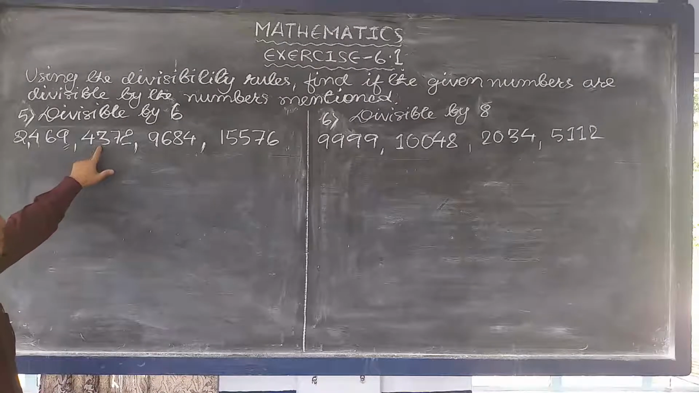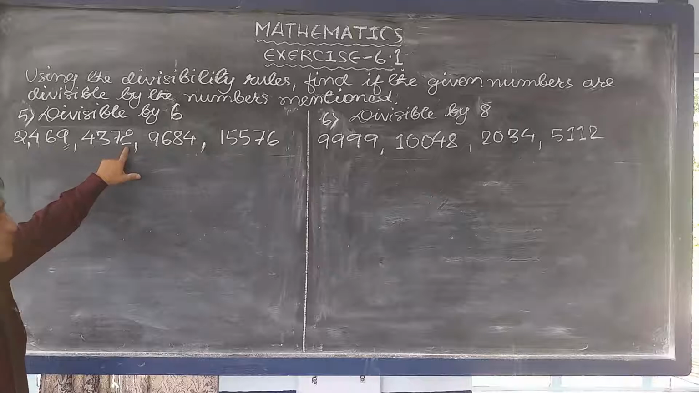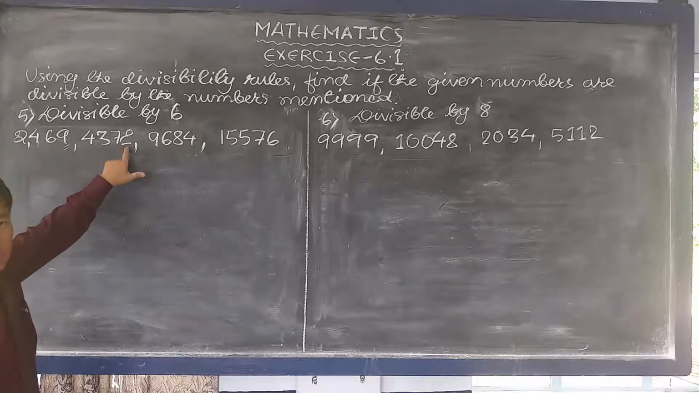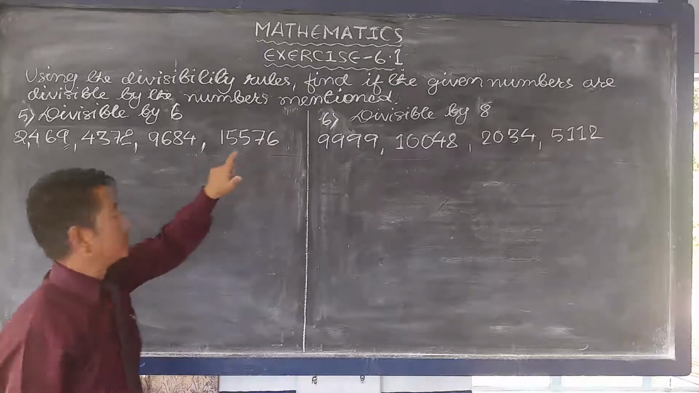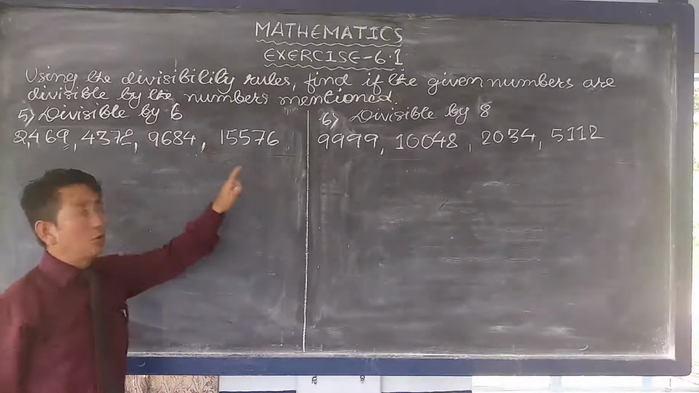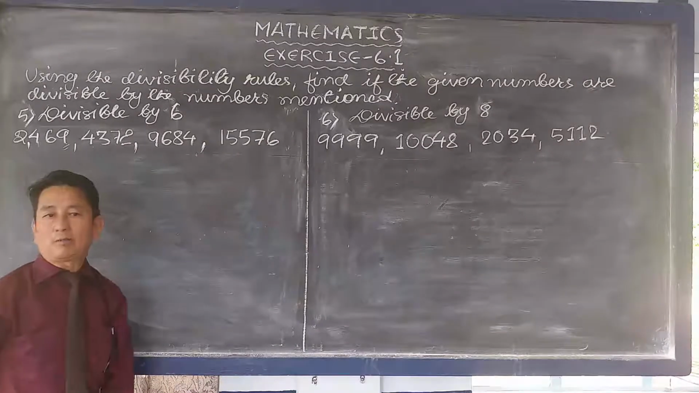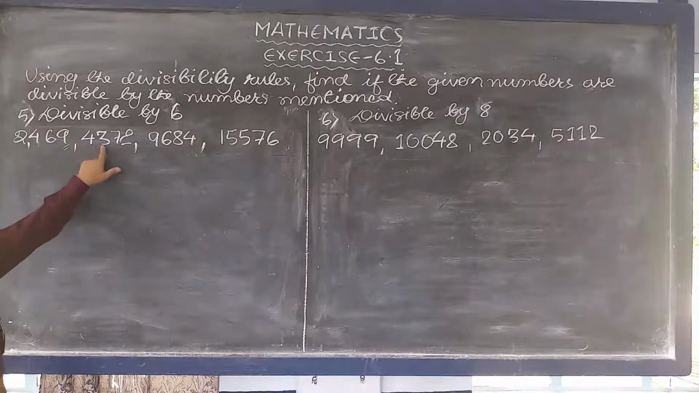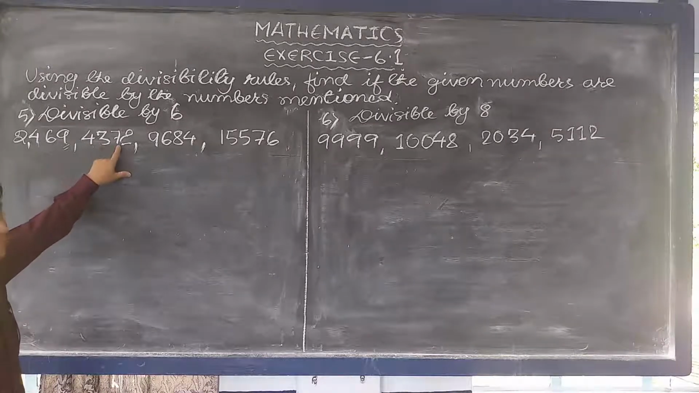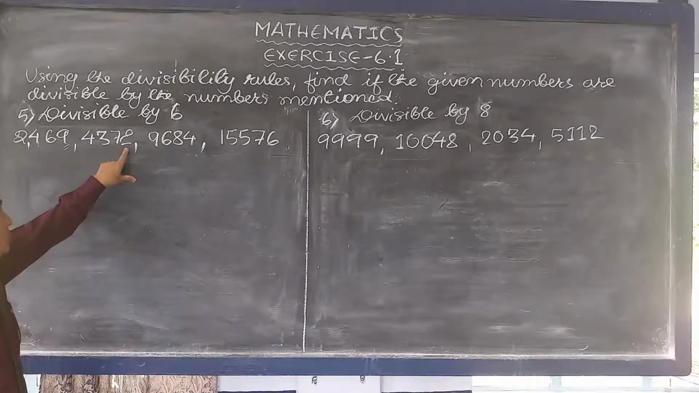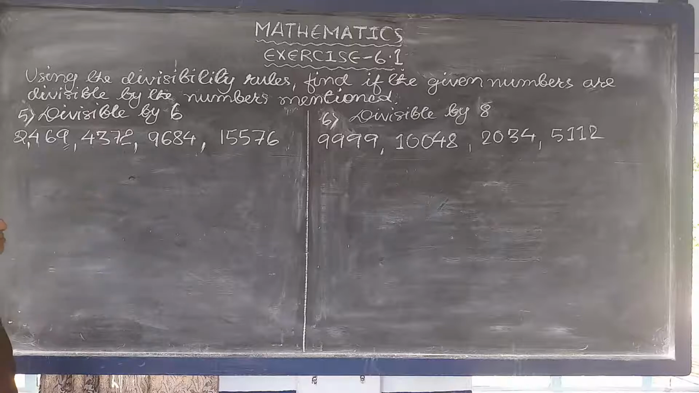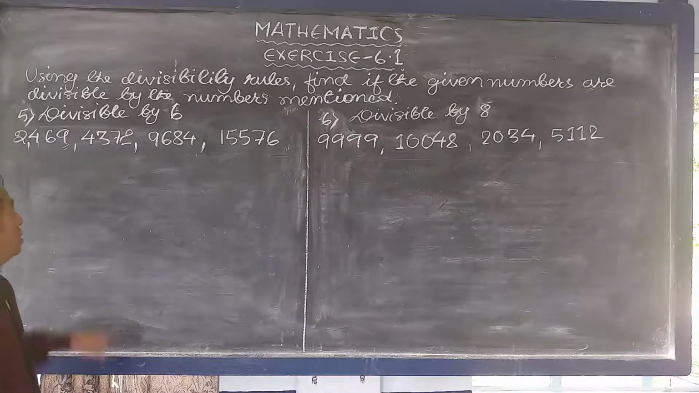Now 4372. This is an even number. There is 2 in one's place, 4 in one's place, 6 in one's place. All these are even numbers. All these numbers are divisible by 2. Now 4 plus 3, 7, 7 plus 7, 14, 14 plus 2, 16. 16 is not a multiple of 3. So this number is also not divisible by 6.